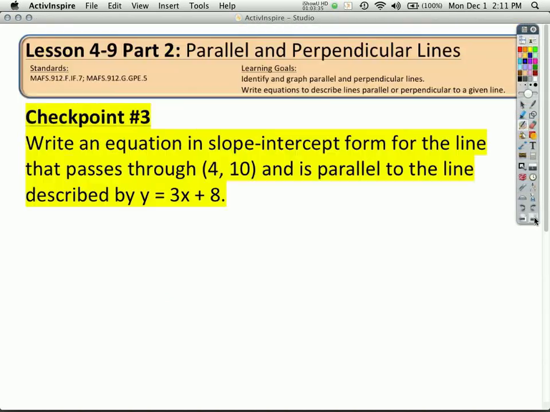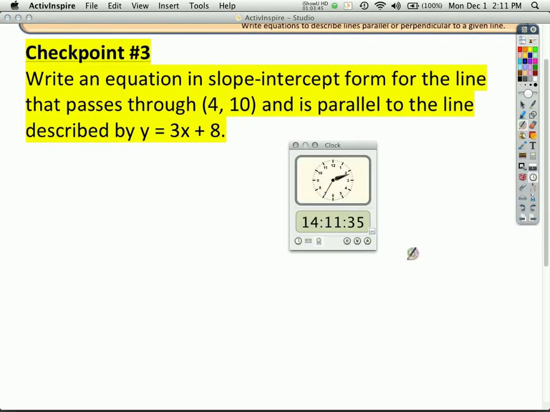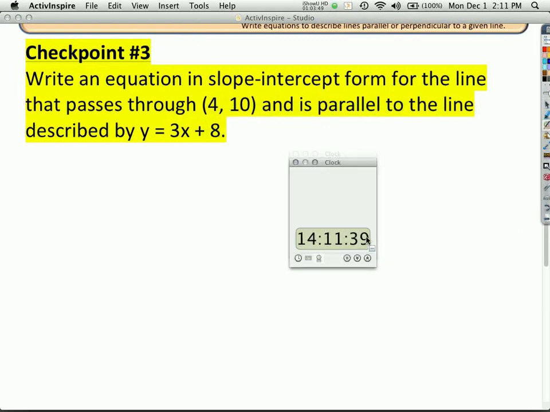Last one of the day. You are on your own. You got a question? I'll come to you individually. Checkpoint number 3. Make sure you read. Answer the question. You got 4 minutes.